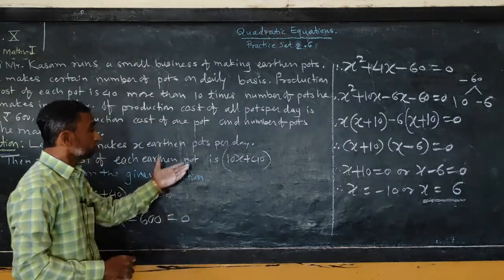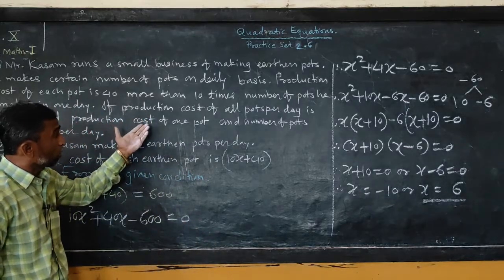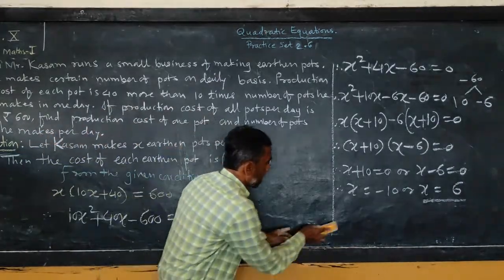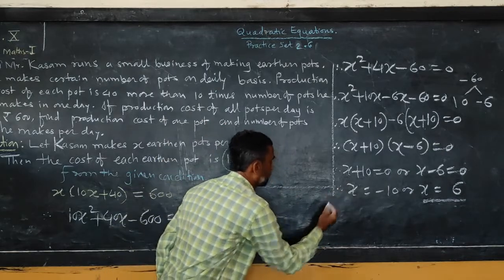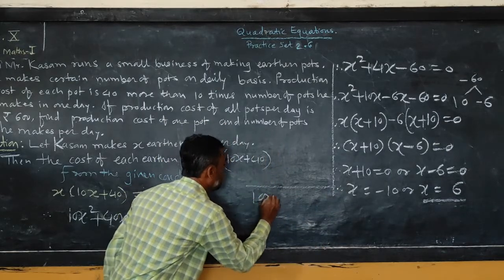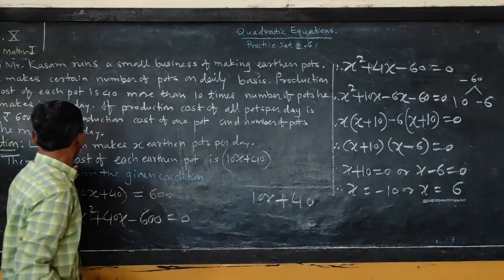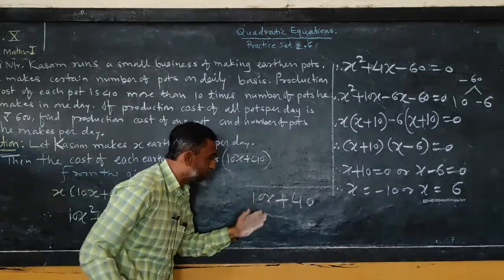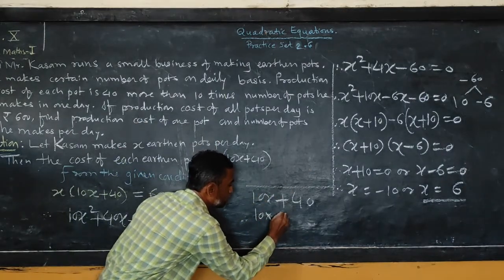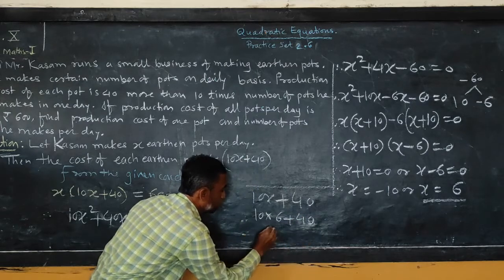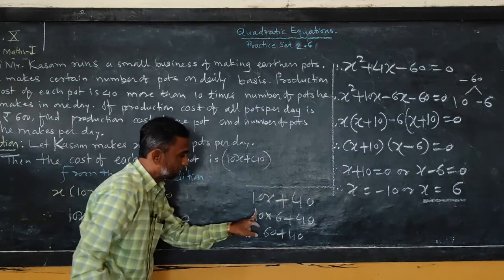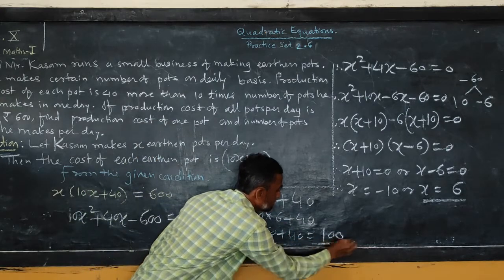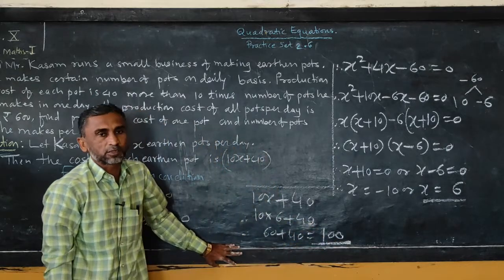Now what we have to find out? Production cost of one pot. We have to find out what is the production cost of one pot. Production cost of one pot is 10x plus 40. The cost of each earthen pot is 10x plus 40. So put the value of x here. Therefore 10 into 6 plus 40. Therefore 60 plus 40, 10 sixes are 60, plus 40 is equal to 100. So this is the cost of each earthen pot.